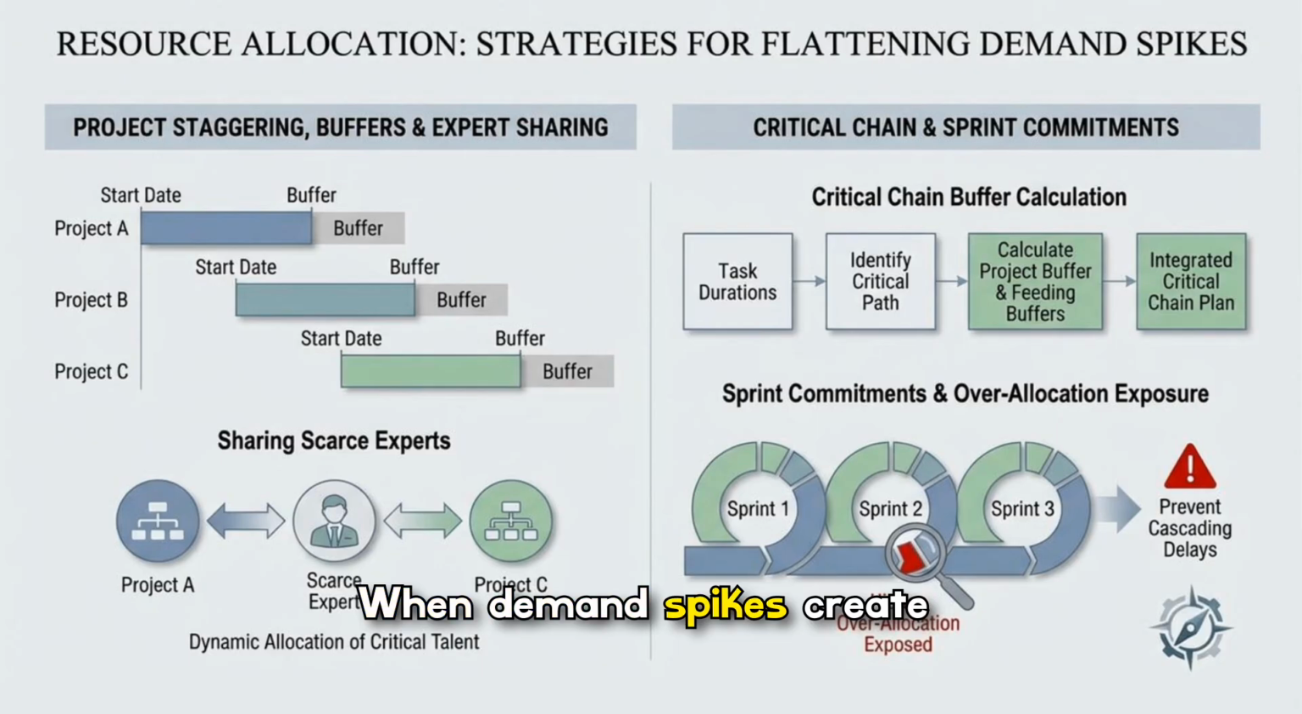When demand spikes create resource friction, a few practical tactics help flatten the curve. Stagger project start dates, build buffers, and share scarce experts across initiatives. The critical chain approach and sprint commitments expose hidden overallocation risk, so we can calculate buffers and prevent cascading delays. Together, these tactics smooth utilization and keep high-priority work flowing without burning out key people.